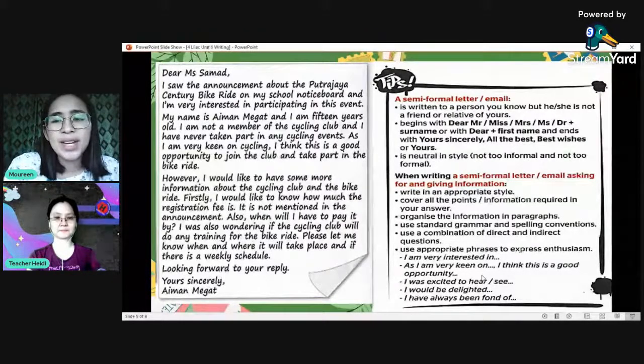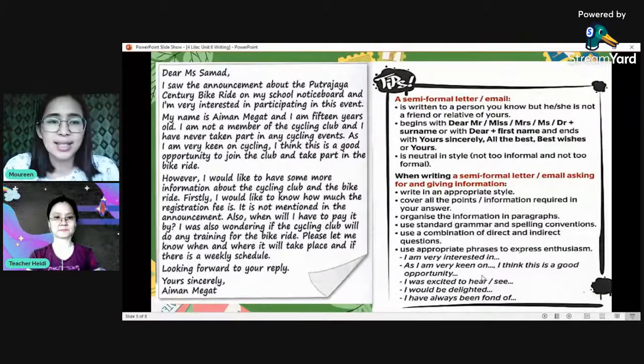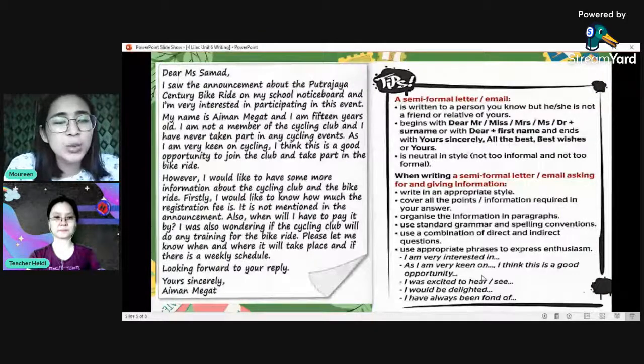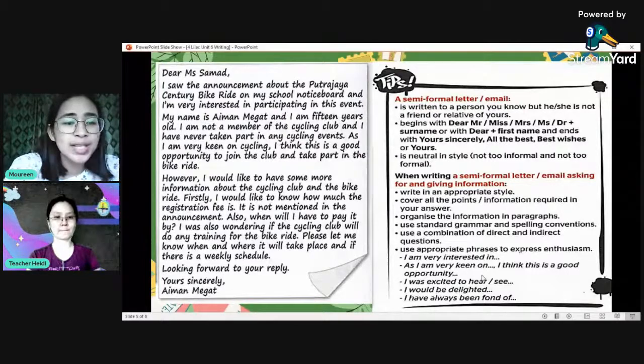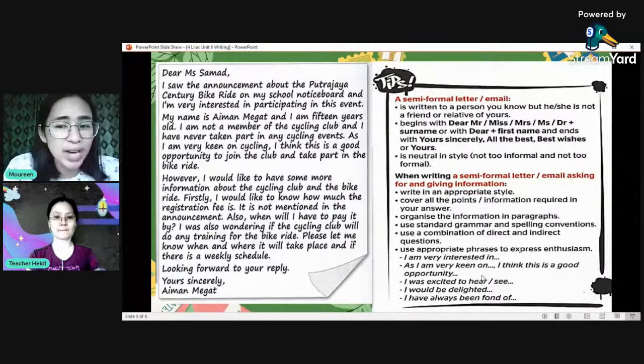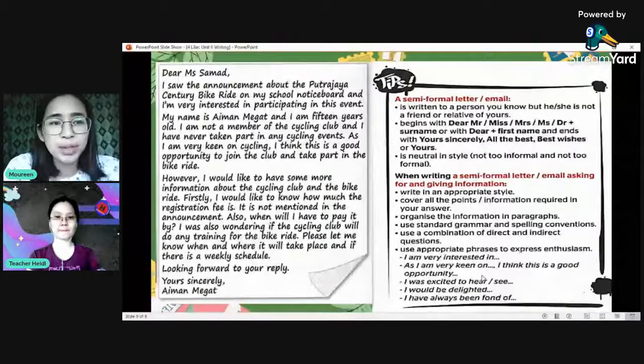Alright, so when writing a semi-formal letter or email asking for and giving information, write in an appropriate style. Write in an appropriate style, suitable for when you write a letter to ask, right? Asking for and giving information. So let it be appropriate throughout your writing. Cover all the points. All the points you will find in the question. What does it want? So you have to write everything about that.